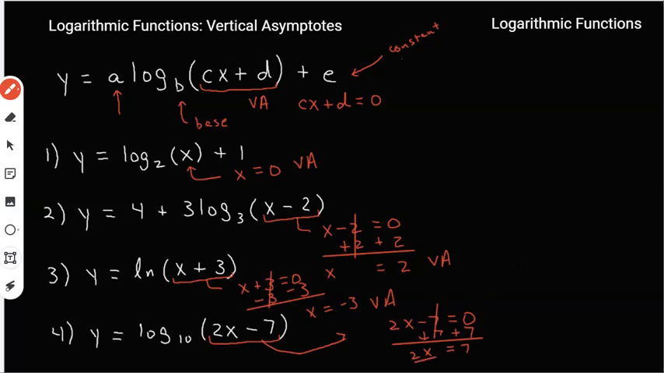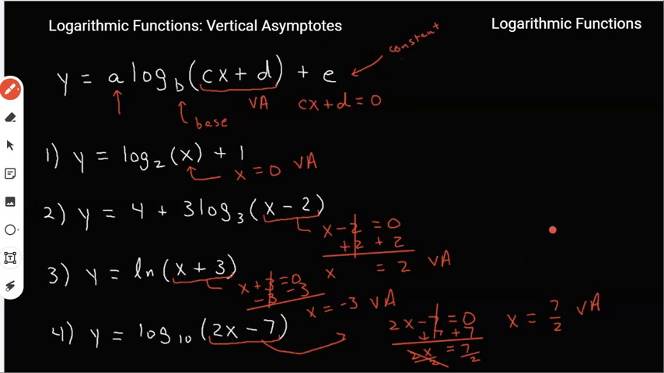And then I'm going to divide both sides by 2. That gets rid of the 2's on the left side, and I'm left with x is equal to 7 over 2. I can't divide that, so I'm just going to leave it as a fraction. That's going to be my vertical asymptote.